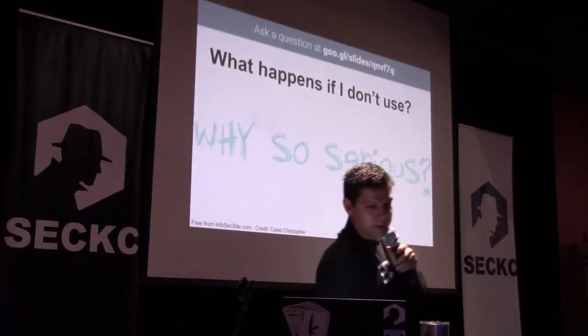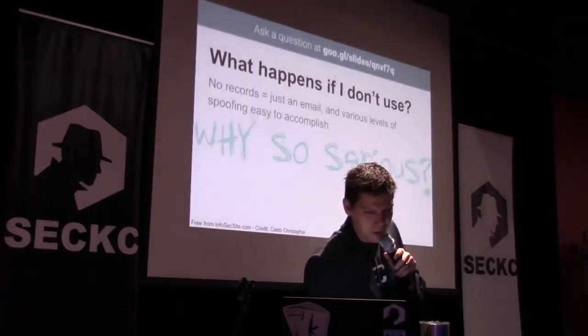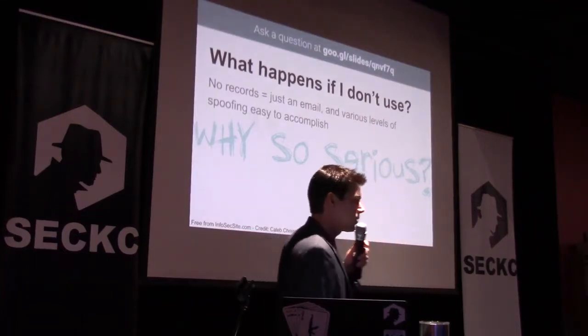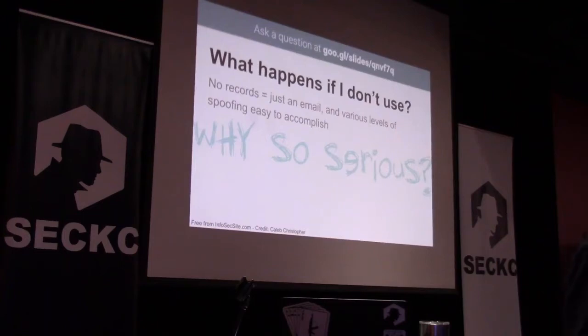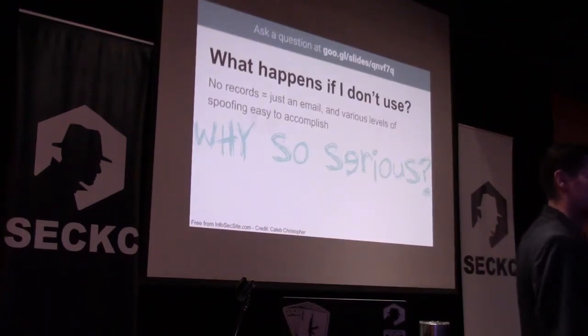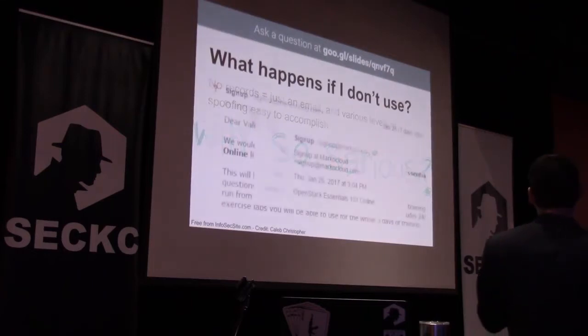Okay, so what happens to those people who don't use it? What's the big deal? Well, I'm going to show some screenshots from Gmail just so you understand the interface that's going on. If you have no records, that's the same, what comes in is just an email. There's no way to prove who sent it. Whether it was you or somebody else, there's no way to prove it. It just lands in somebody's inbox. So hopefully it's all legit.